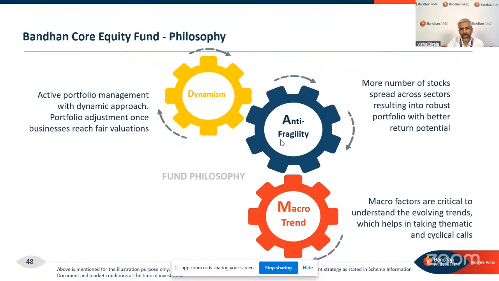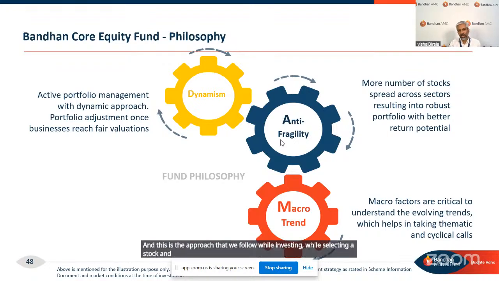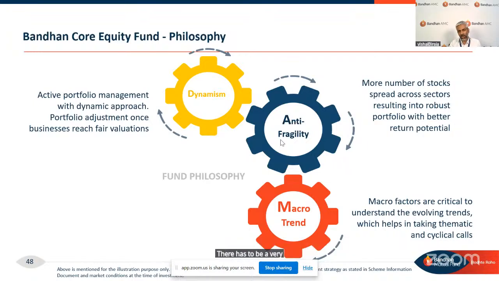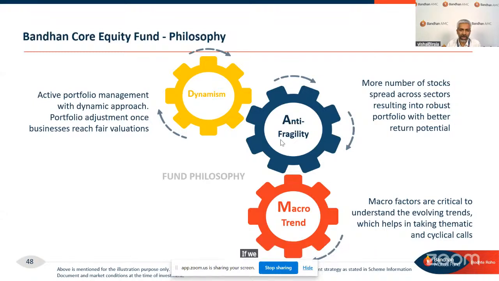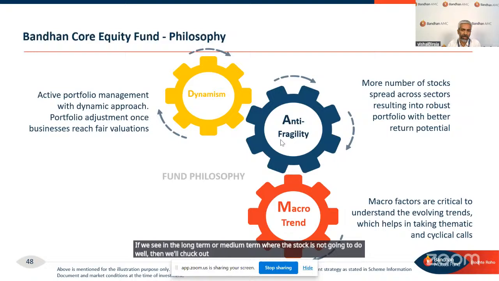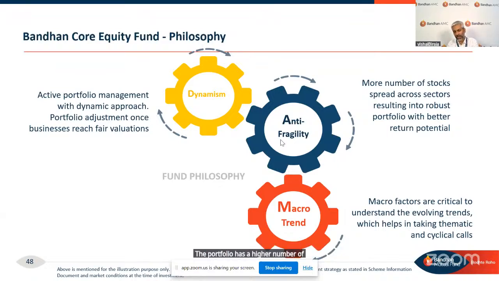And this is the approach that we follow while investing, while selecting a stock and building the portfolio. There has to be a very dynamic approach to fund management. We don't buy and sit forever thinking that at some point in time stocks will do well. If we see in the long term or medium term the stock is not going to do well, then we'll chuck it out from the portfolio immediately. The portfolio has a higher number of stocks, and it gives stability to the fund.